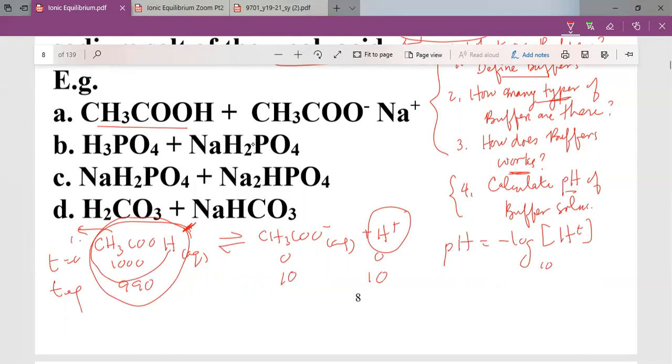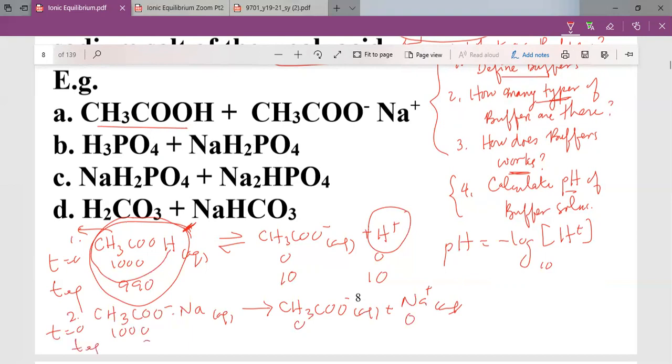The second one, of course, is my base. Sorry, you can call it a base actually, but it's a salt: the sodium salt of this acid. It must be of this acid. The anion is called the conjugate base. Now this is solid, and in aqueous solution it will go in one direction, meaning it is totally dissociated to CH3COO minus aqueous plus Na plus aqueous. So at time 0 I've got 1,000 molecules here and 0, 0 here. At equilibrium there's 0 here and 1,000 here.